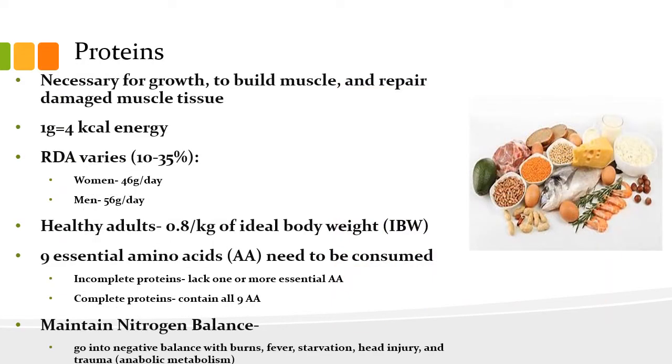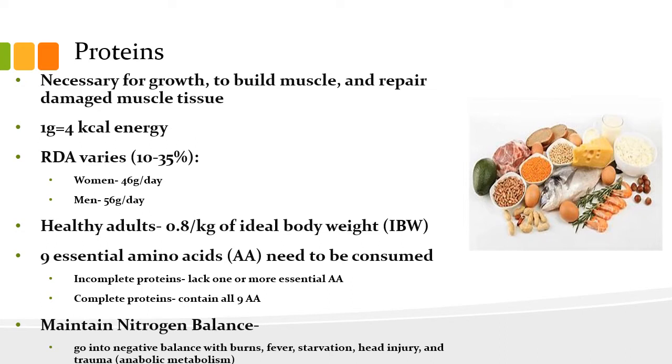Proteins are necessary for growth. They build muscle and repair damaged muscle tissue. 1 gram of protein is equal to 4 kilocalories of energy as well. And our RDA, our recommended daily allowance, varies 10 to 35%. There's a variance here between the requirements for women and men. Women require about 46 grams a day, whereas men require 56 grams a day.